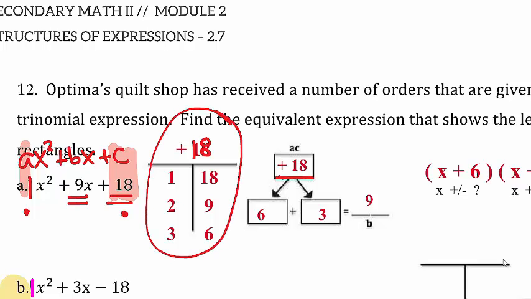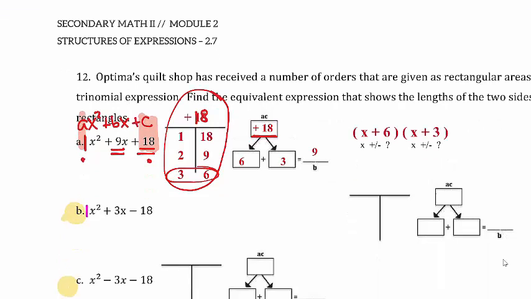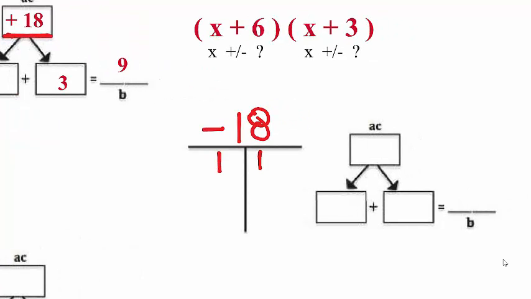And of those numbers, how could we add to get a positive 9? It turns out it's 6 plus 3. And since this number is 1, that means we're done. Our answer is x plus 6 and x plus 3. Let's try the next one. We need what multiplies to make 1 times negative 18. So that's negative 18. And we're going to list our factors from our chart, 1 and 18, 2 and 9, 3 and 6.